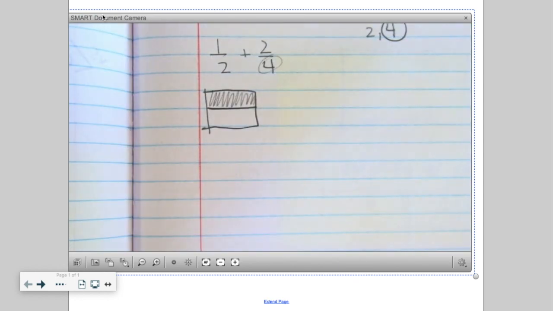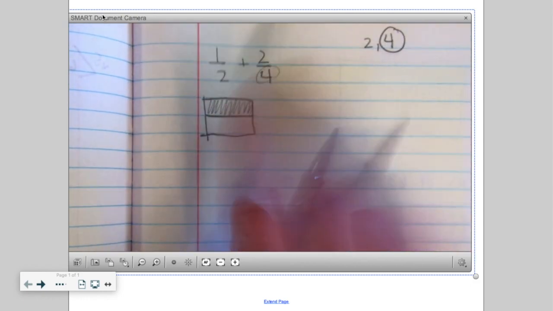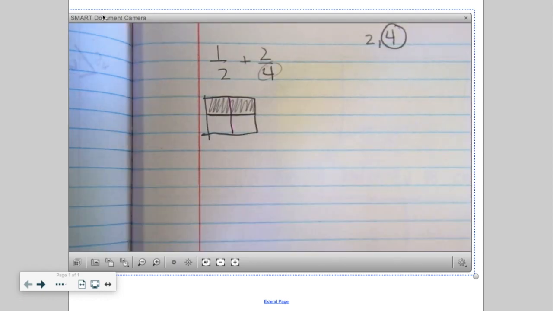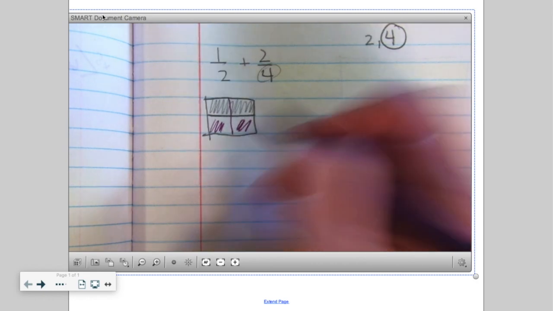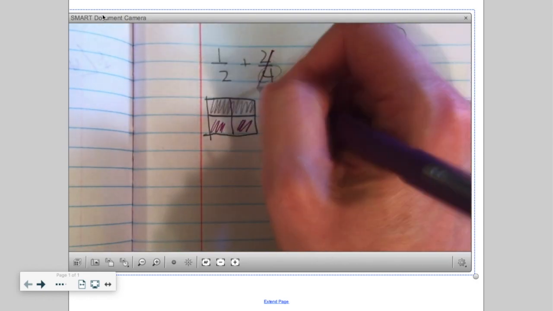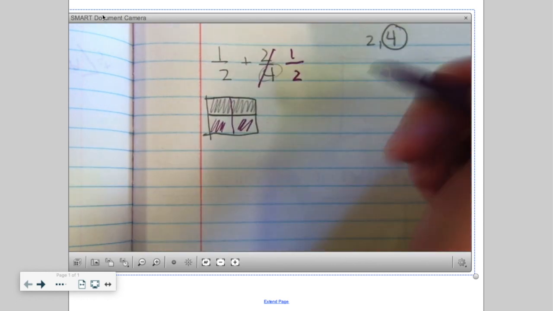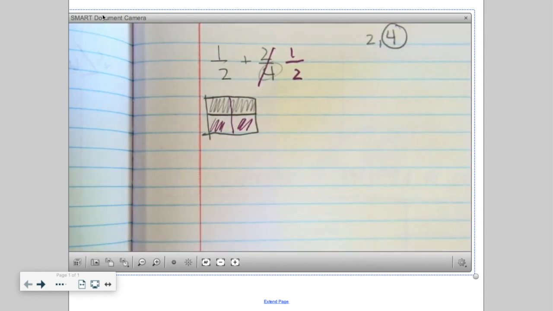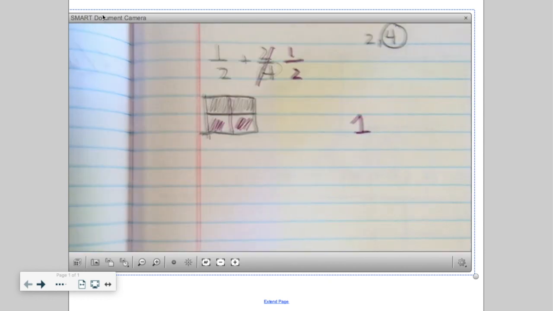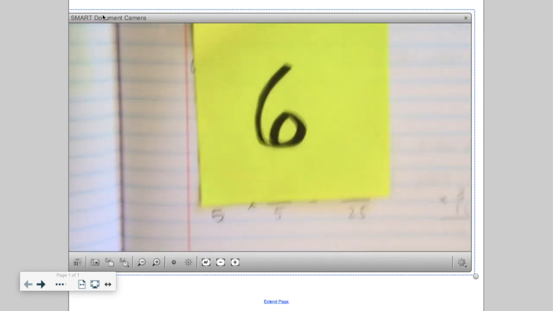Okay, for number 5, I needed to add 1/2 plus 2/4. I know that 4 is the denominator that they would have in common, and I could just add in my 2/4. Or I could just say, wait a minute, I know 2/4 is equivalent to 1/2. So when I add 1/2 and 1/2, I get 1 whole. Moving on to number 6.